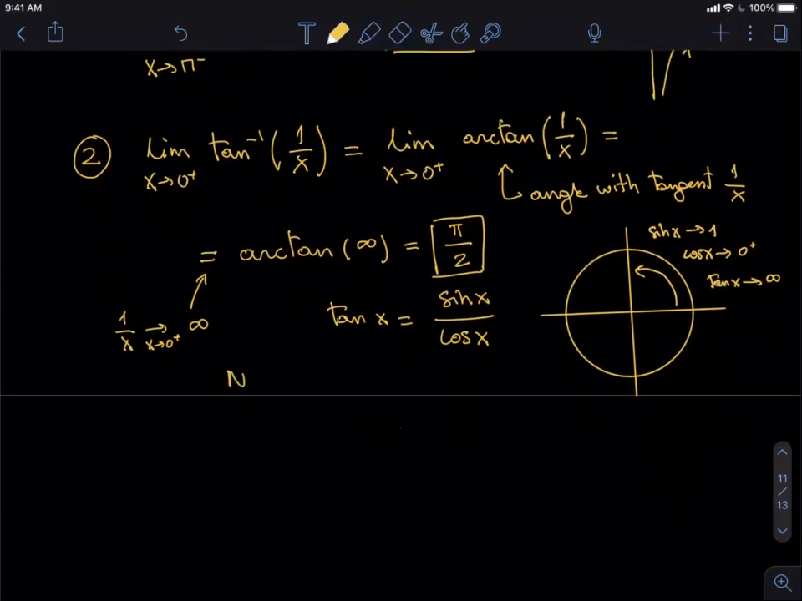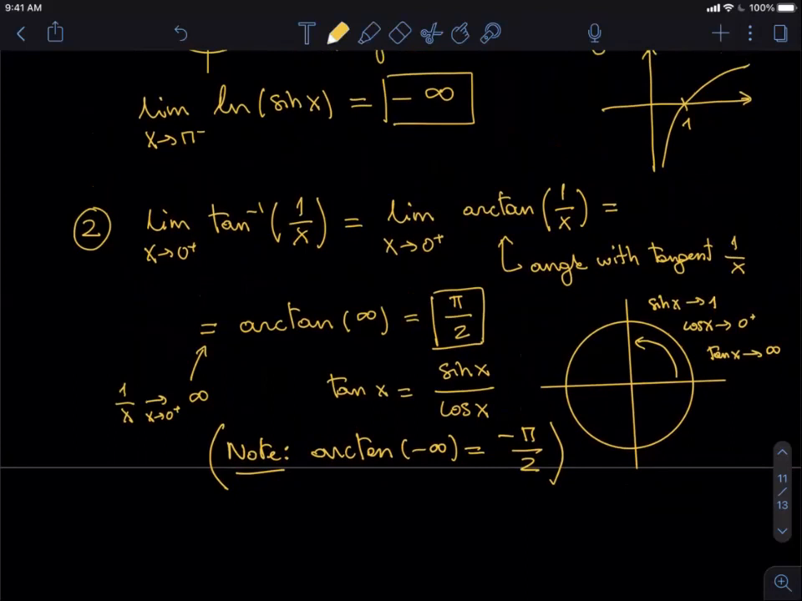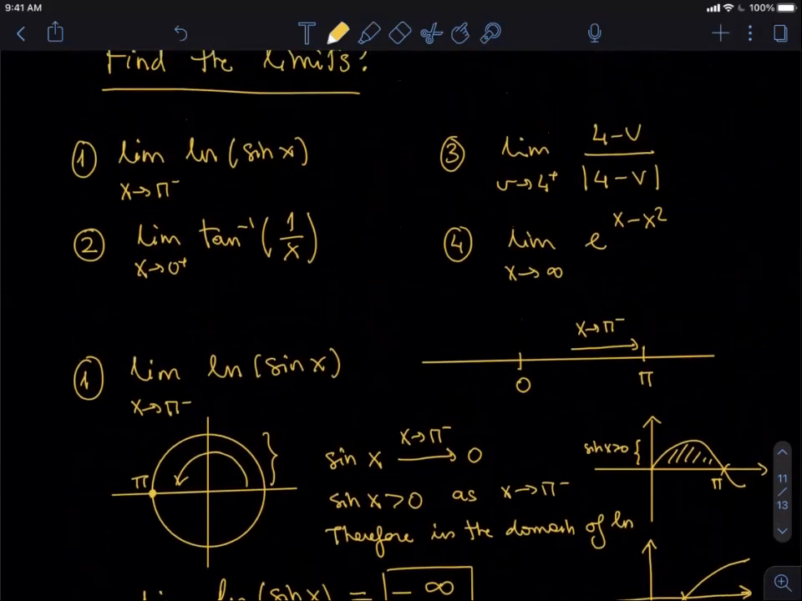This is not for this problem, but when you have the arctangent of negative infinity, that's negative pi over 2. This is just FYI. So you see what I meant. This was actually not so difficult. And then we have 3 and 4.